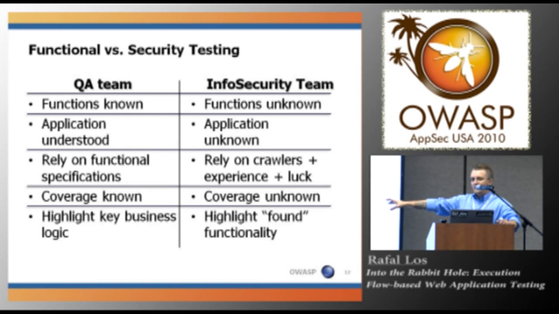The two most important things for me are at the bottom here: coverage known and coverage unknown. If I ask a functional tester, out of the 15 business requirements, how many did you cover during your functional test? They can unequivocally tell me, I've tested all 15. I dare somebody in security testing to tell me how many functions they've tested for. One, we don't know the functions. Two, we don't know how many we've tested. Right? This is a problem.